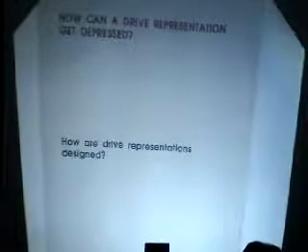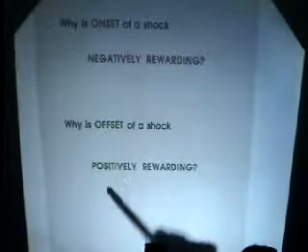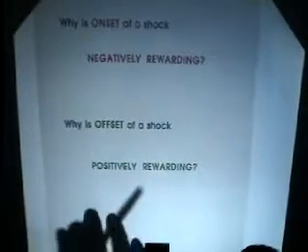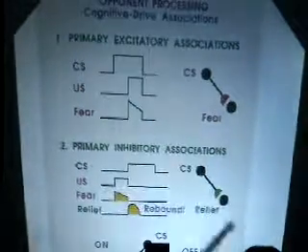So now I want to ask, how can a drive representation get depressed? Moreover, how are drive representations designed? We've already seen how onset of a shock can be negatively rewarding and can activate a fear state. But it's also true that offset of a shock can be positively rewarding because we can feel a wave of relief. And so if you're trying to design drive representations, you really have to consider opponent processing.